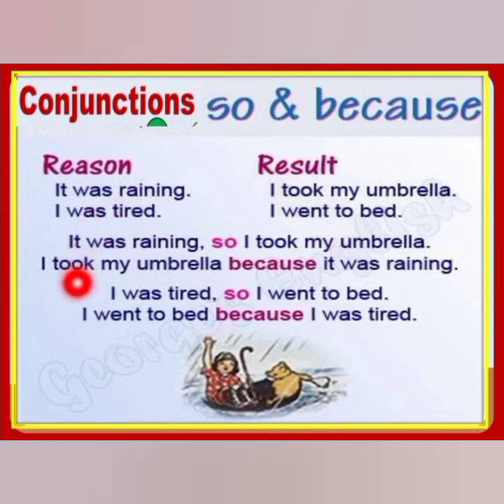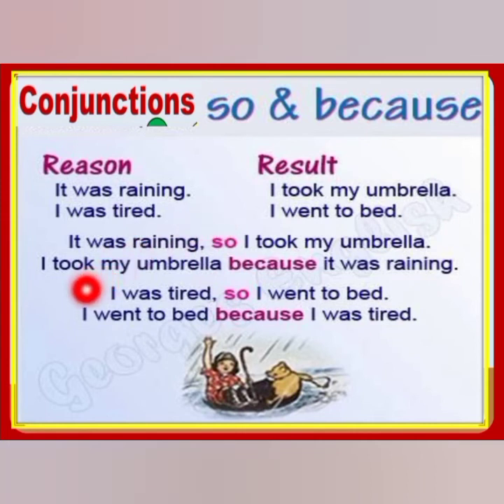But if somebody asks me why you took the umbrella, then when I have to give the reason, I will use because. And when I have to talk about the result, if it was raining, what is the result? That I took the umbrella. So when you want to show the reason, there you will use because. And when you want to show the result, then you will use so.